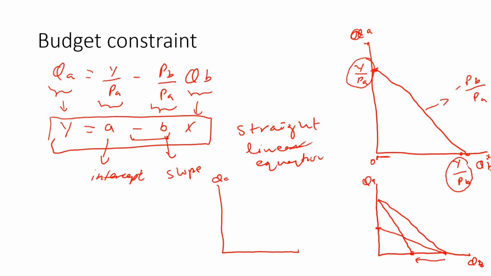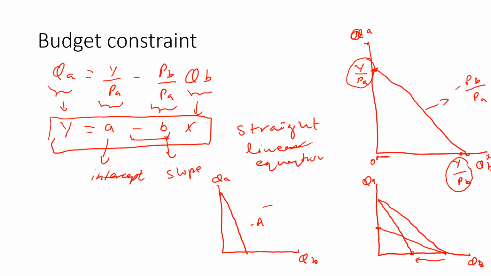Again, we have QA and QB, and this is our budget constraint line. Let's say the price of B is more than the price of A, so we'll be consuming less of bananas and more of apple. Anyhow, now what I want to discuss here is that we have a basket. Let's say we call that basket A.